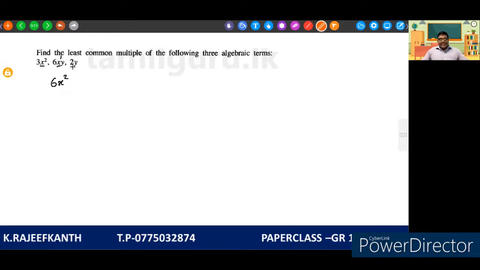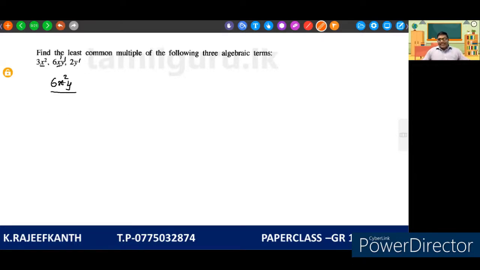3x squared, 6xy, 2y. So first we write the LCM of these three numbers, that is 6. Here x squared, x to the power 1, x to the power 0, so we take x to the power 2. Here y to the power 1, here also y to the power 1, here y to the power 0. So we take y to the power 1. Then the LCM is 6x squared y.